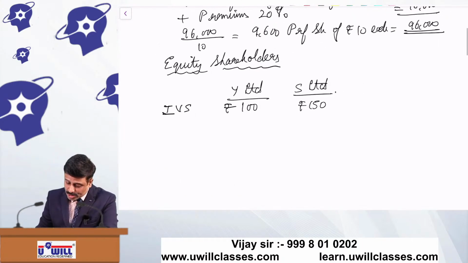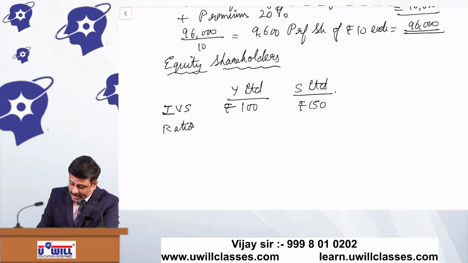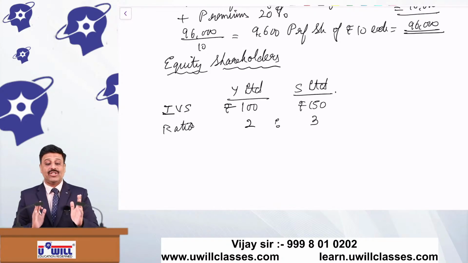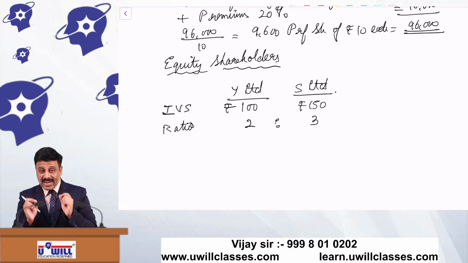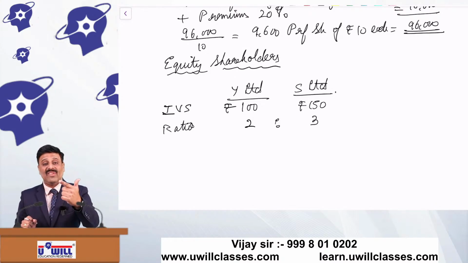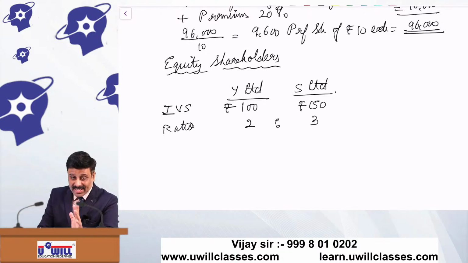If we find the ratio of 100 and 150, then both are divisible by 50. What is 100 divided by 50? 2. What is 150 divided by 50? 3. 100 and 150 are in what ratio? 2:3. How did we get 2? 100 divided by 50. How did we get 3? 150 divided by 50. The ratio of two companies' shares is 2:3, intrinsic value.